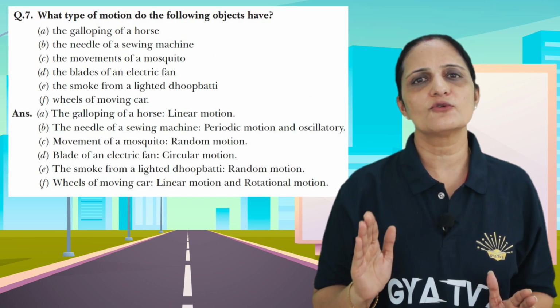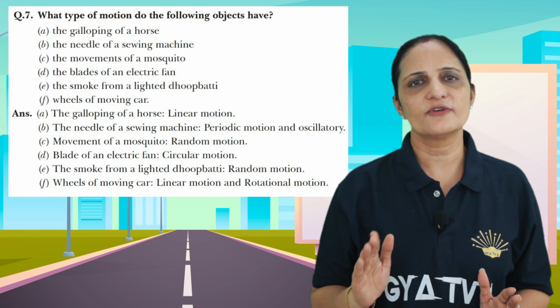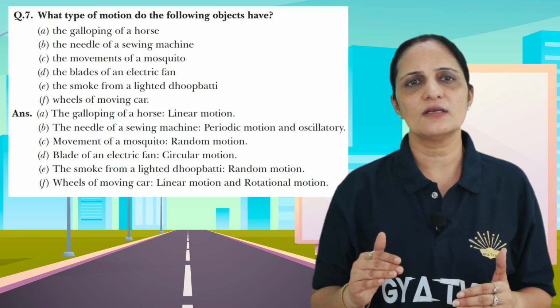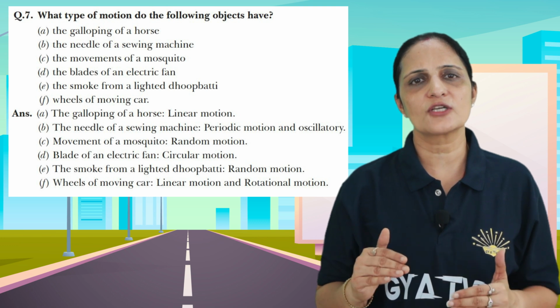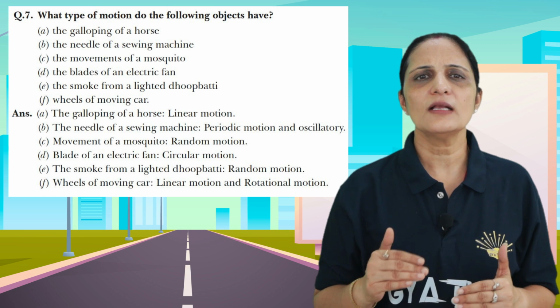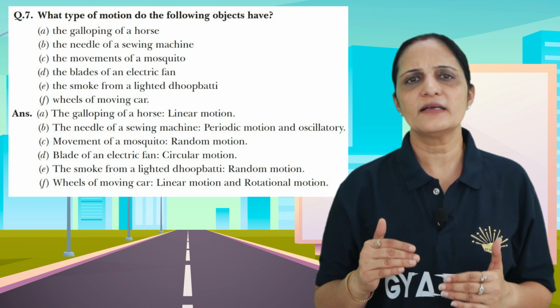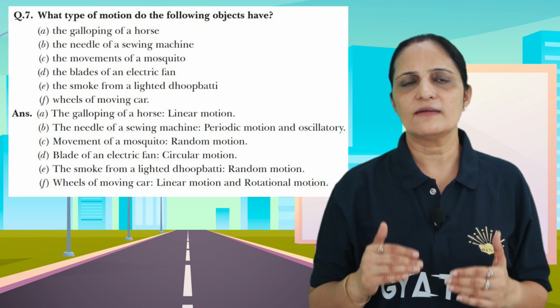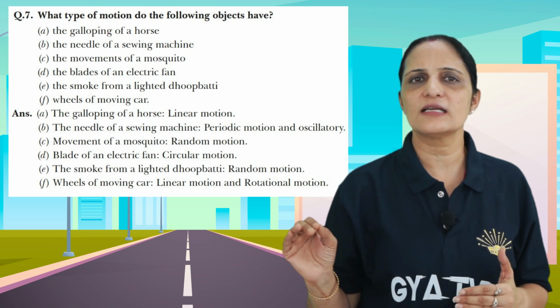What type of motion do the following objects have? First, galloping of a horse. Second, needle of a sewing machine. Third, movement of a mosquito. Fourth, the blades of an electric fan. Fifth, the smoke from a lighted dhoop batti. Sixth, wheels of a moving car. Again, first option, इसी के सामने आंसर लिखते जाएंगे.